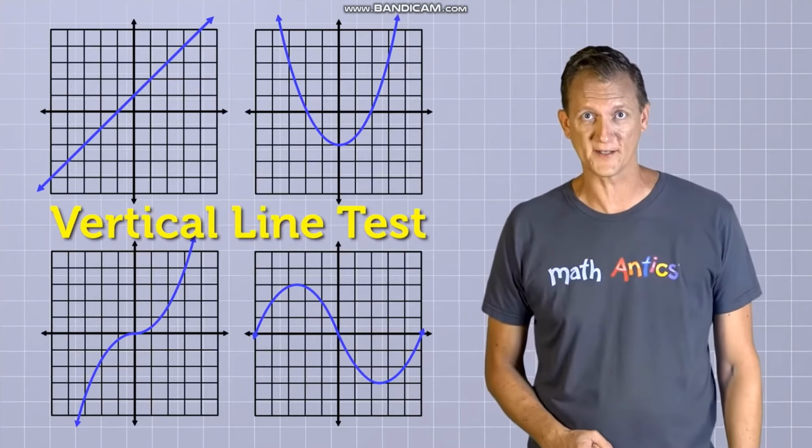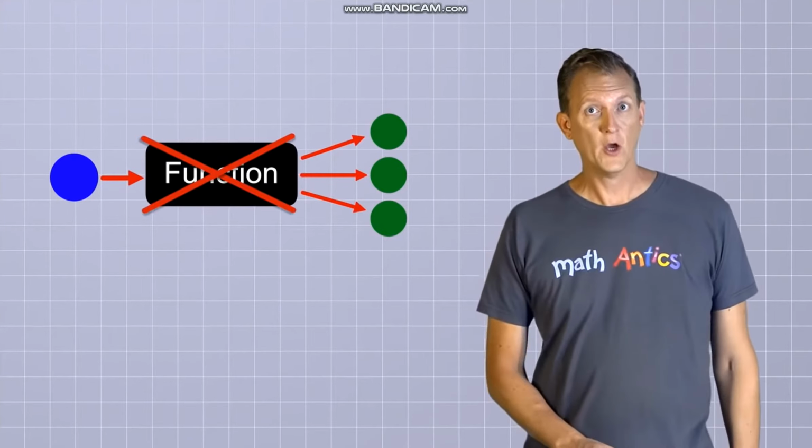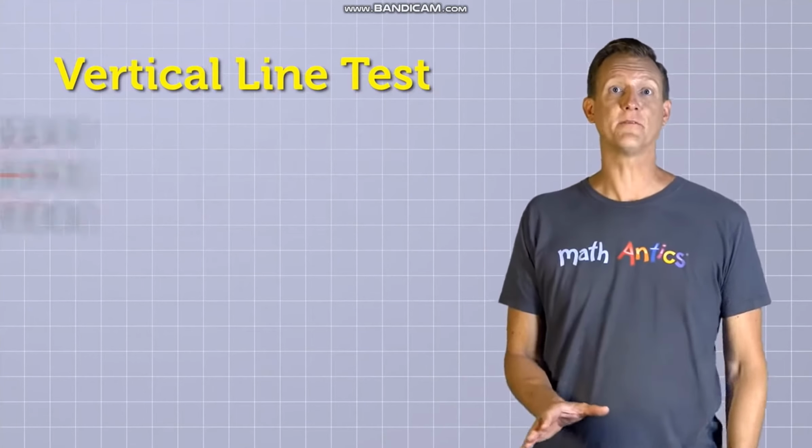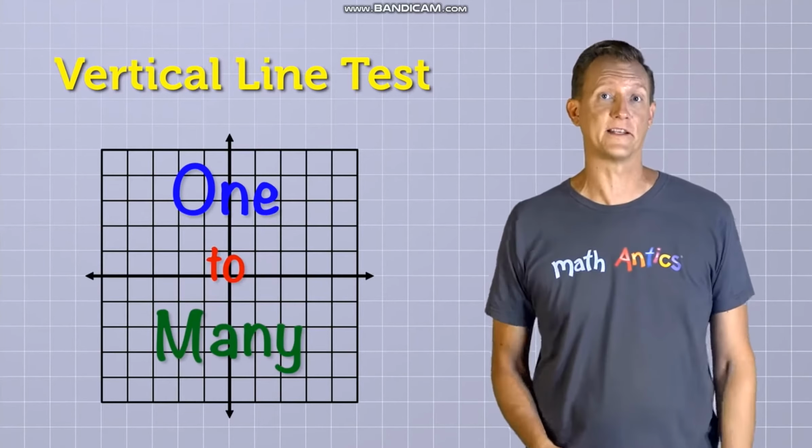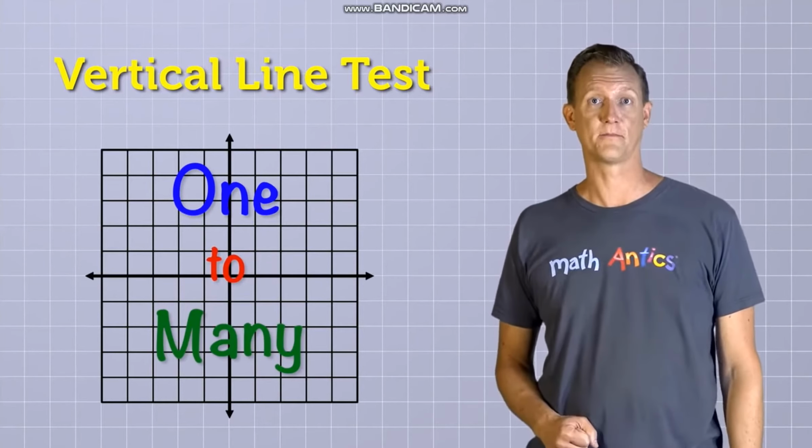Remember how functions aren't allowed to have more than one output value for a particular input value? Well, the vertical line test helps us see if a graph has any of those one-to-many relations that would disqualify it as a function. Here's how it works.